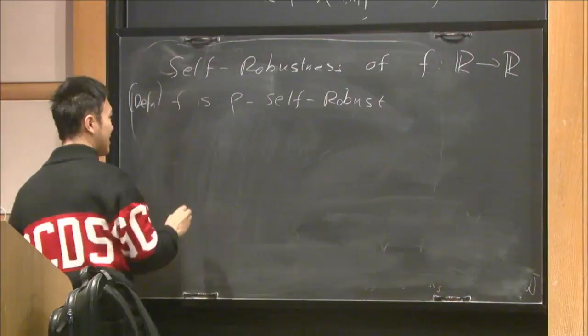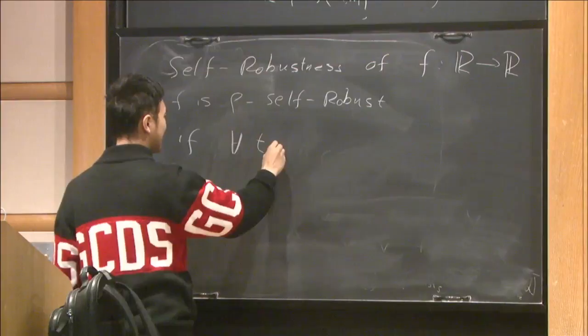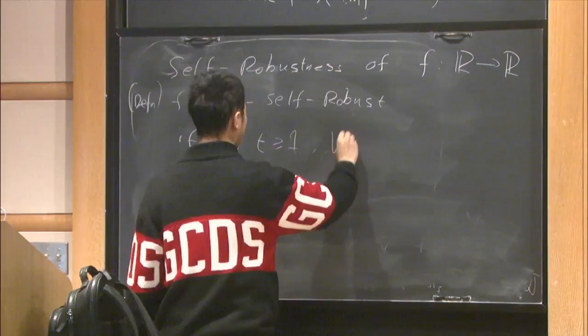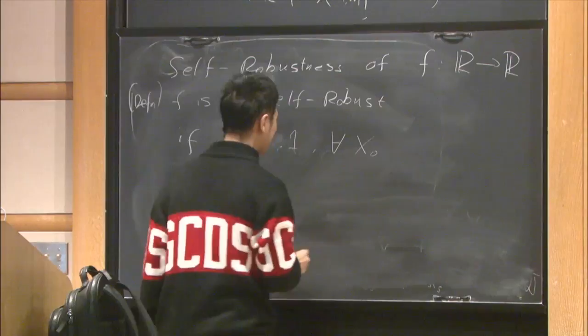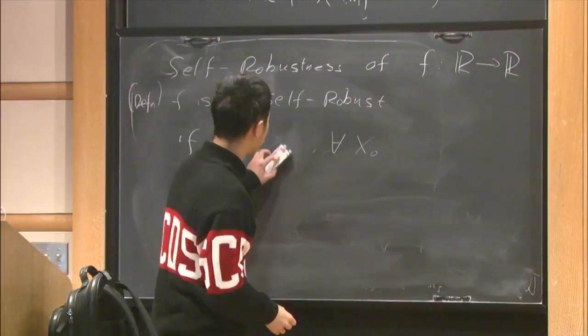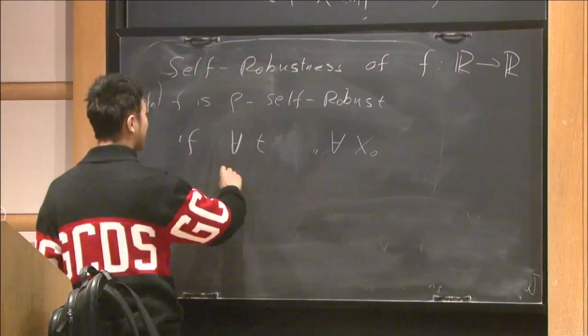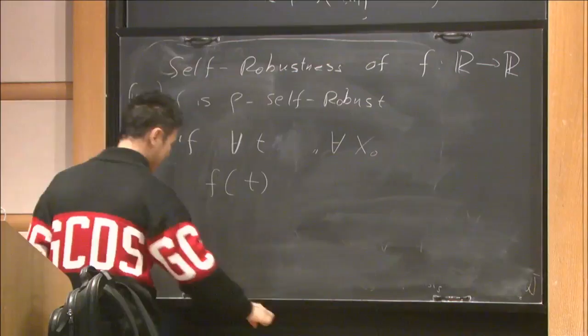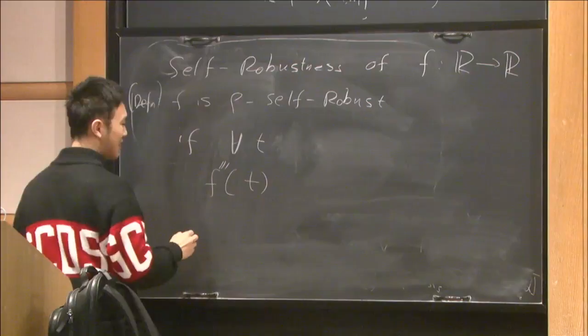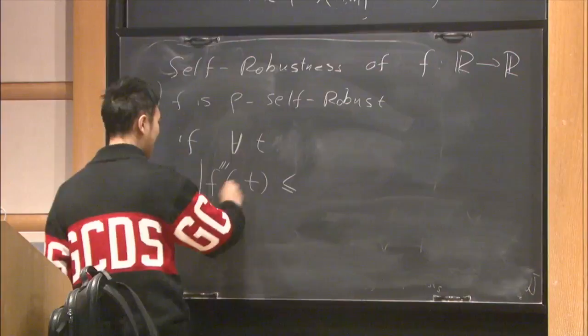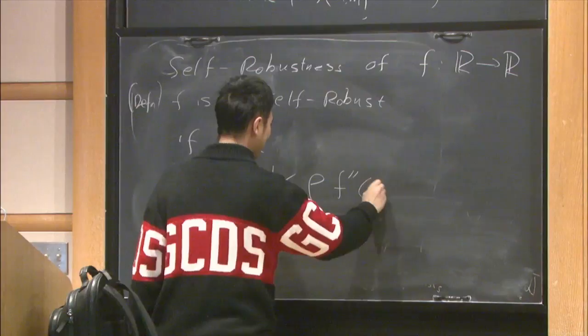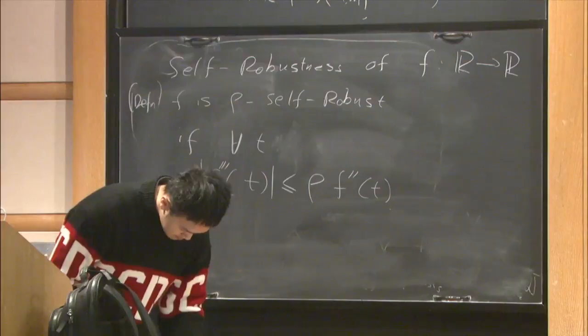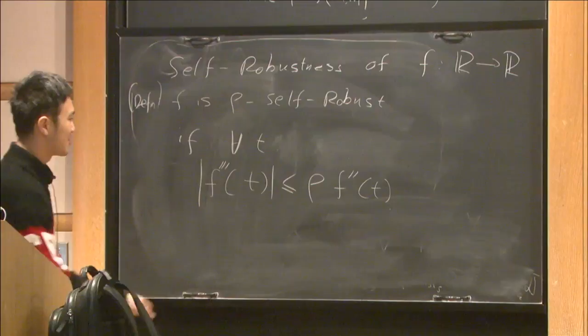if the following is true: for every t and for every x0, the third derivative of f at t is upper bounded in absolute value by rho times the second derivative at t. In particular, this implies that f is convex.